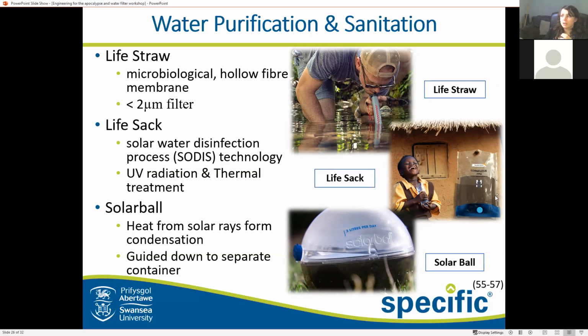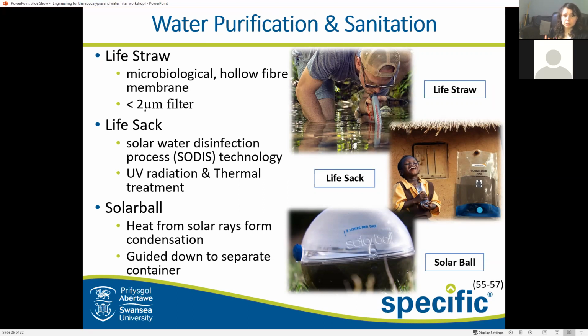Another product is the Life Sack. So this is able to be used as a backpack and uses a solar water disinfection process where UVA radiation and thermal treatment work in combination to kill toxic microorganisms and bacteria, also enabling the water to become drinkable, but using a bit of a different method. And then we have one of the simpler methods, but potentially just as effective, which is the solar ball. So this design is capable of using solar rays to purify water.